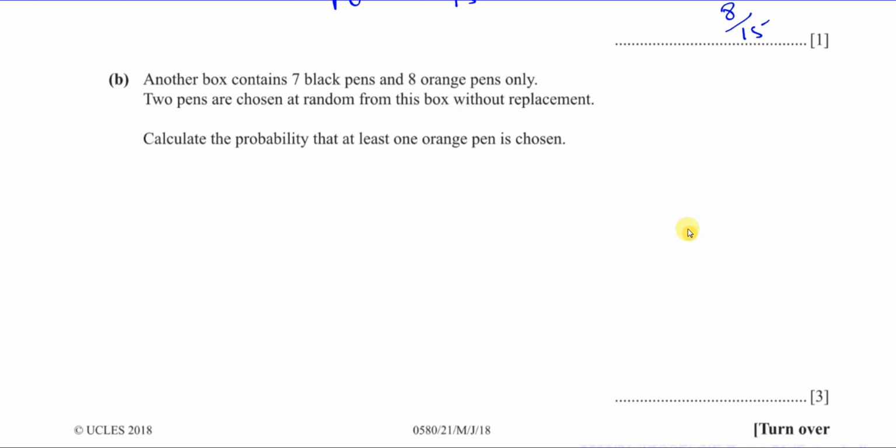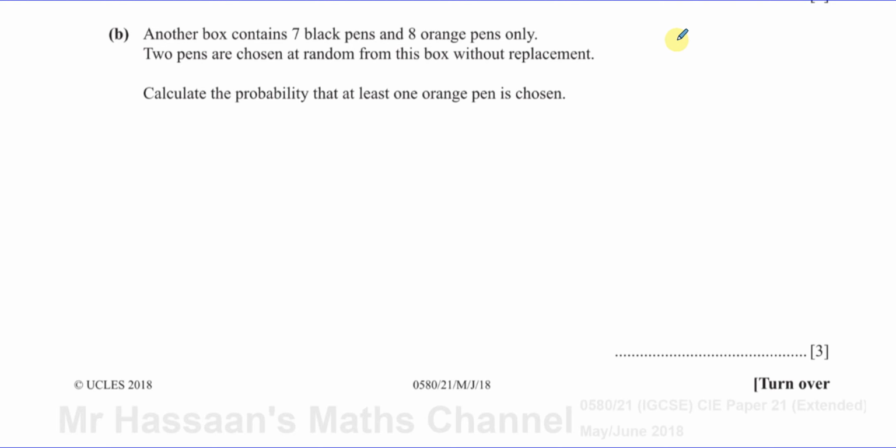Pretty simple. Part B, it says another box contains 7 black pens and 8 orange pens only. So again, we have 15 pens. That's orange. That's in case we think it's a number. It's O for orange. Okay.